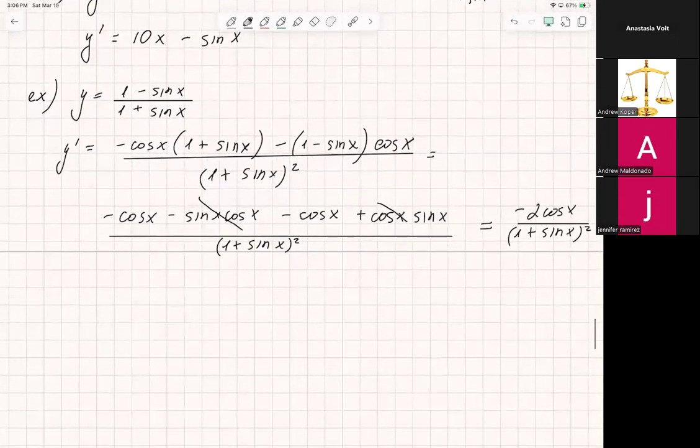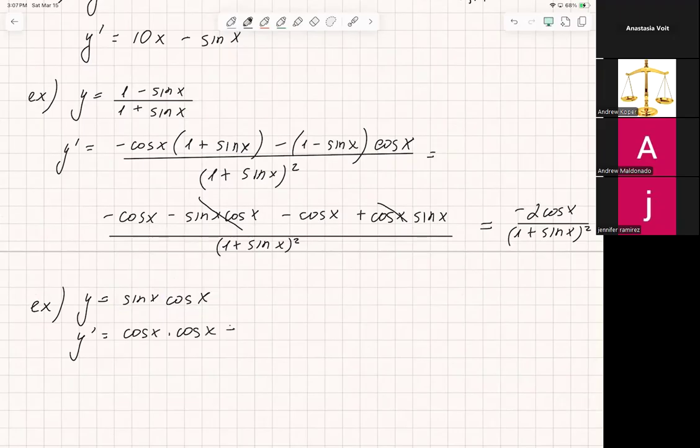All right. The next example would be sine x cosine x. I want you to find the first derivative. Again, this is the product rule, right? So the derivative of the first one times the second one plus the first one times the derivative of the second one. So we have sine becomes cosine x times cosine x plus sine x times cosine becomes negative sine, right?